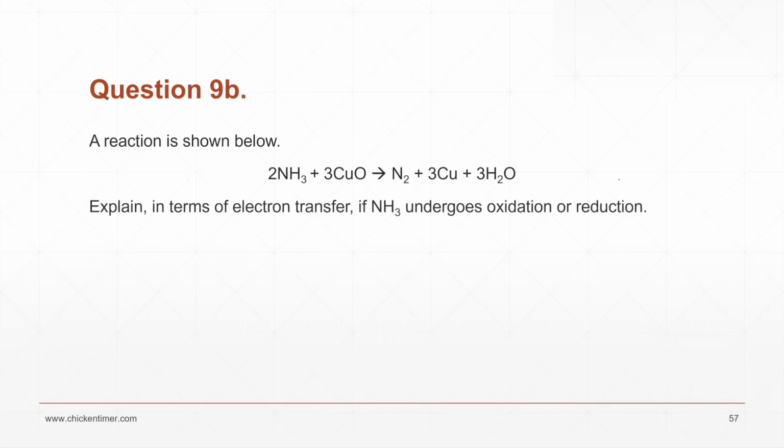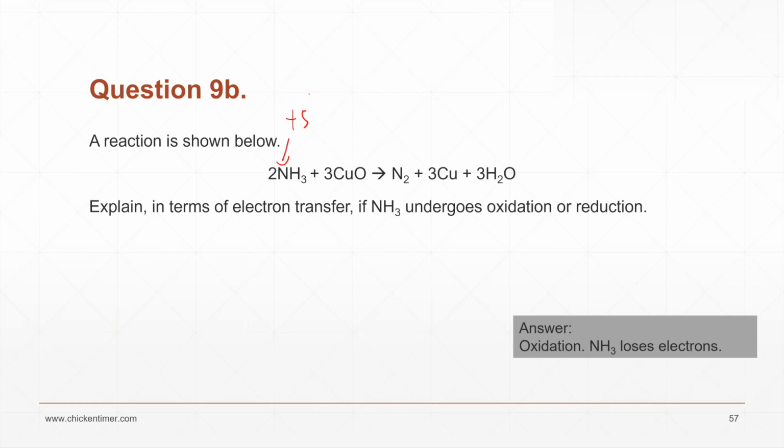This question is tricky. Explain in terms of electron transfer. NH3 undergoes oxidation. How to explain in electron transfer again? You have to examine whether ammonia loses or gains electrons. Nitrogen here is, no, this is -3, because hydrogen is plus. So then it becomes like that.